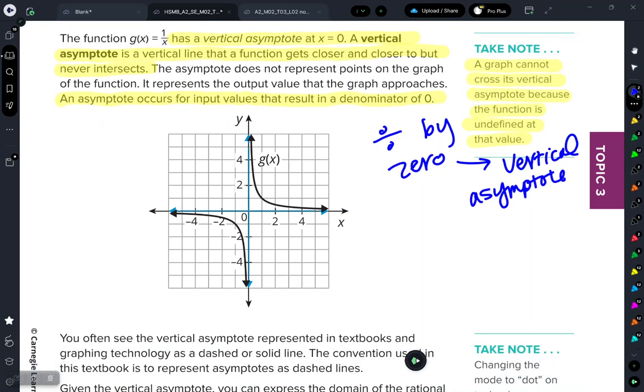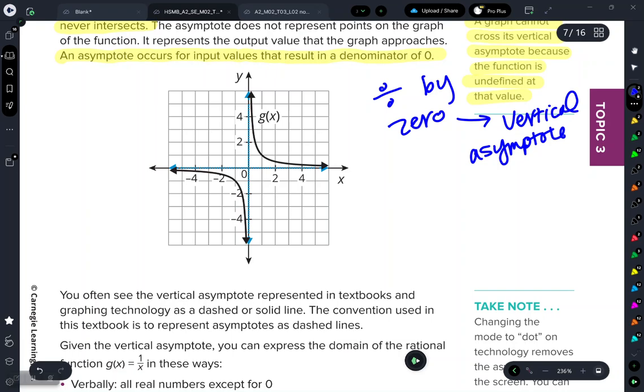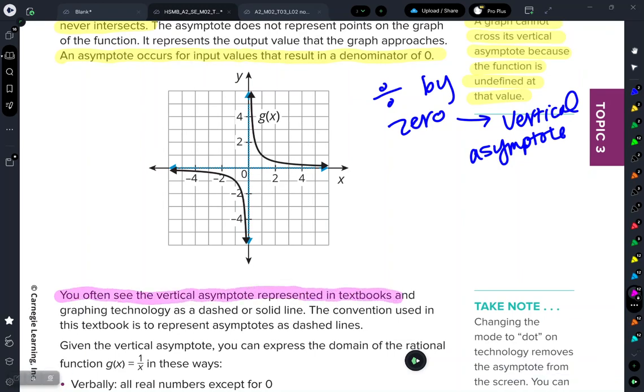Okay, now how do we draw asymptotes? Well, I showed you kind of a dashed line. So you will often see vertical asymptotes represented in textbooks and graphing technology as a dashed or solid line. Usually like a different color, maybe it's just dashed, it depends. The convention used in this textbook is to represent it with a dashed line.